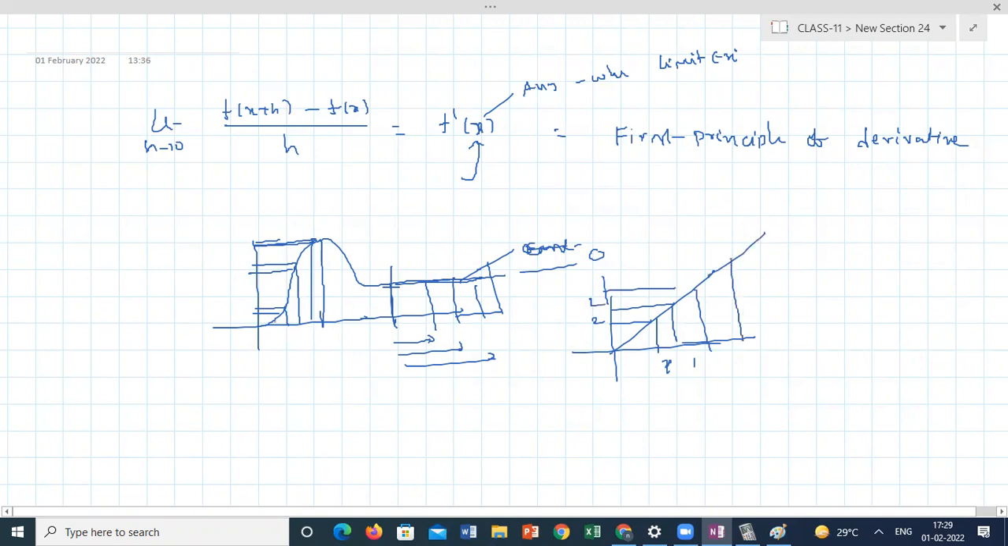But in this case, it is not like that. See this point, for different values of x, the change in y is different. Even though here x is increased by 1, the change in y is y1. Here x is increased by 1, the change in y is 0.